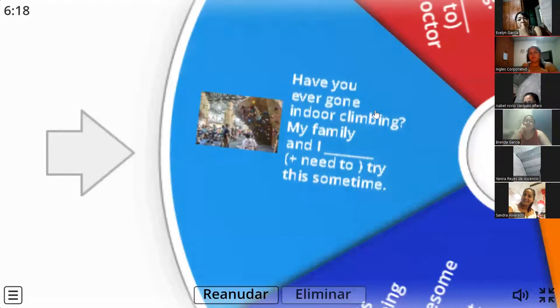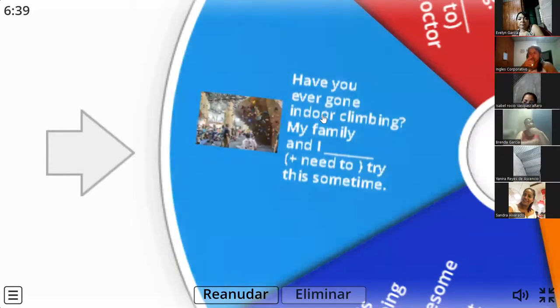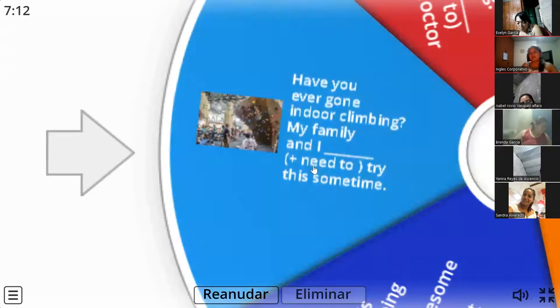Have you ever gone indoors climbing? My family and I need to try this sometime. Do you know what is indoors? Indoor is not outside, right? Like climbing. You know what is that? Climbing? Escalar, right? Have you ever gone indoors climbing? ¿Has ido alguna vez a escalar así? No sé, a un cerro, una montaña. My family and I need to try this sometime. Okay.